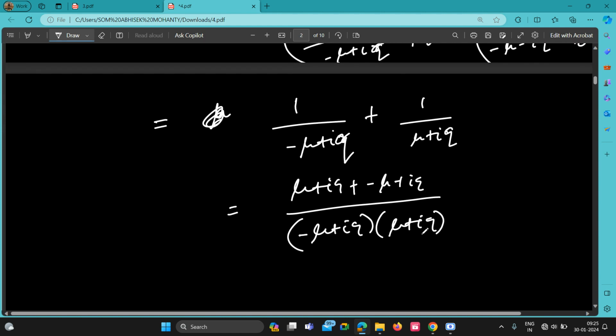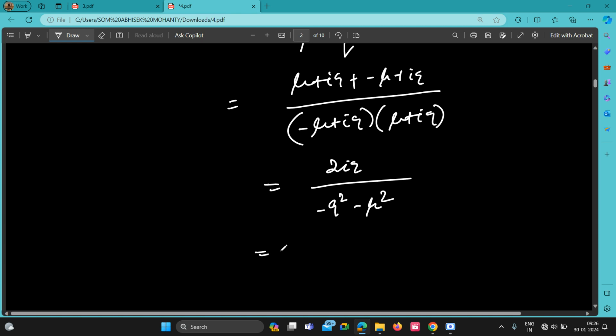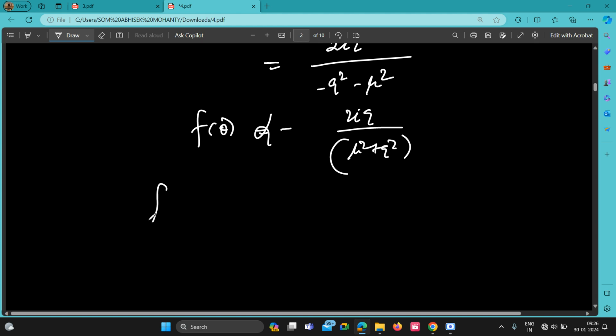Yeah, μ will be cancelled out. So 2iq divided by, what is in the denominator? μ² plus q², isn't it? So 2iq by (μ² plus q²). Yeah, so this is f(θ) proportional to (μ² plus q²) to the power minus 1.